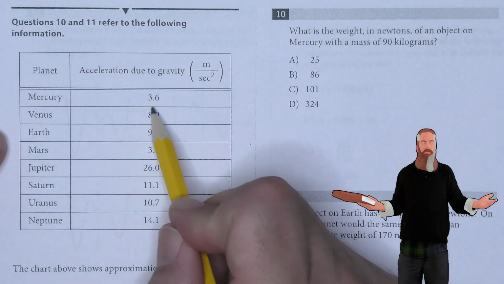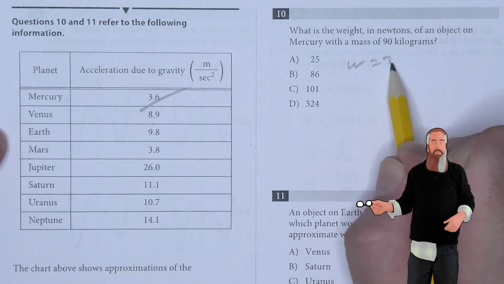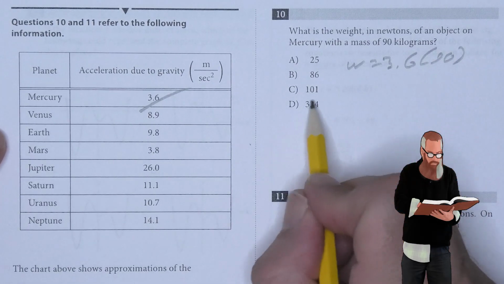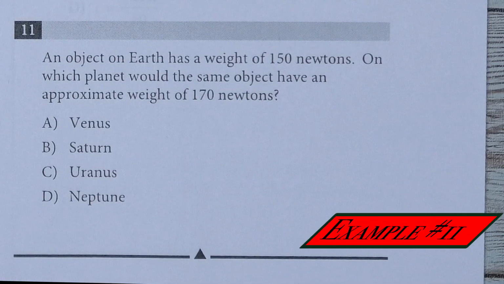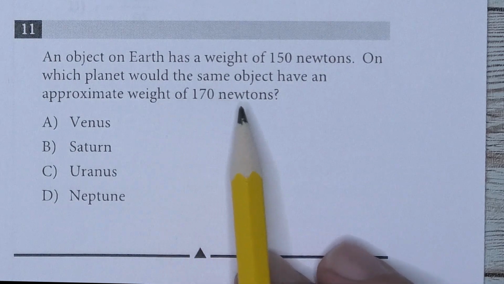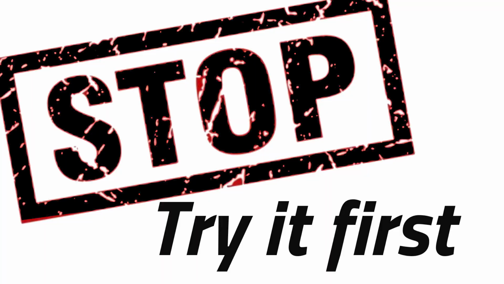So we're talking about Mercury, which has 3.6. So W would be equal to 3.6 times 90, which would give us 324. An object on Earth has a weight of 150 newtons. On which planet would the same object have an approximate weight of 170 newtons?